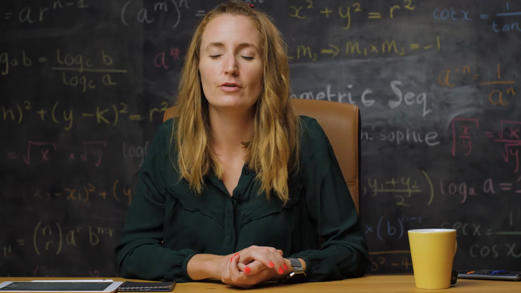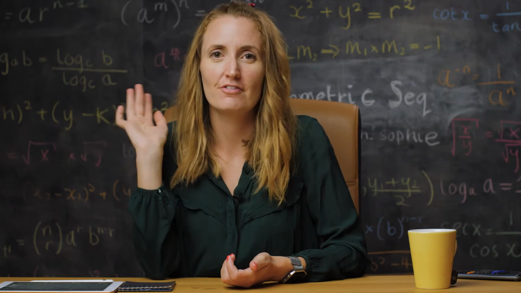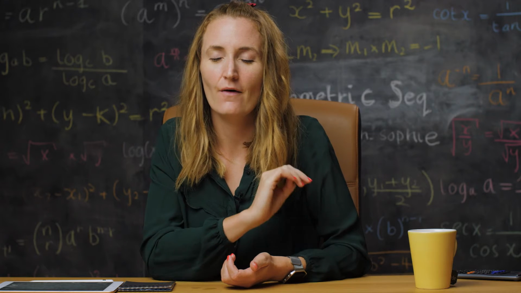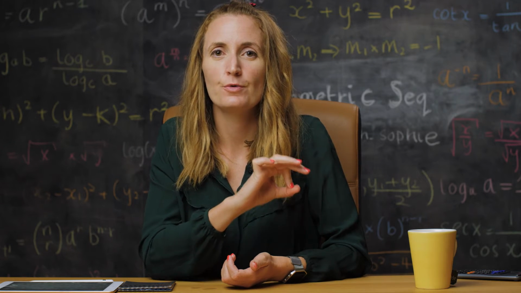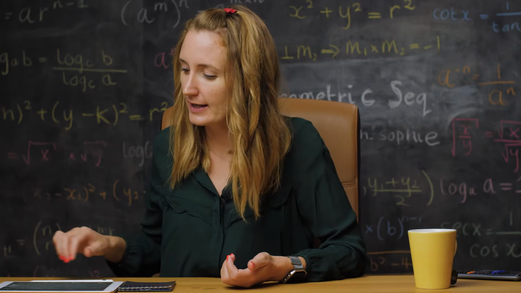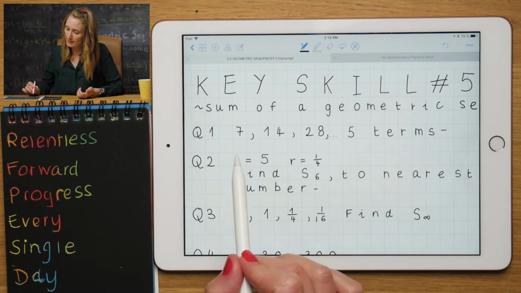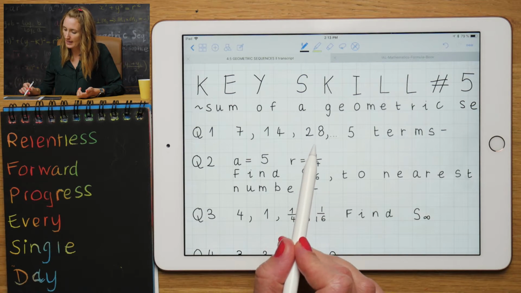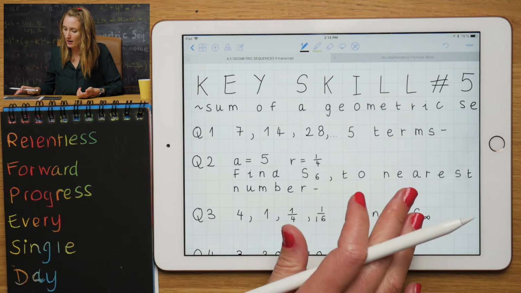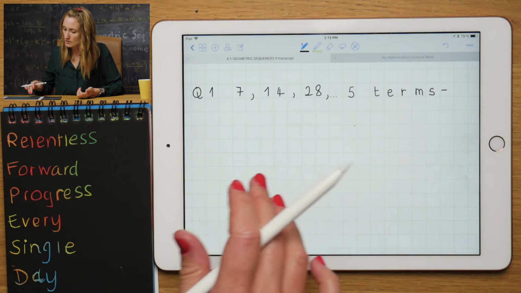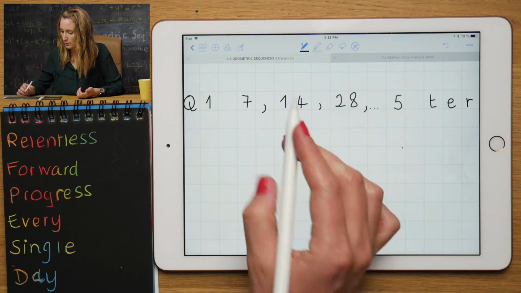We're going to be looking at a new formula. I think everyone is sick of the nth term formula by now. And we're going to be looking at how to add up sequences really quickly. So for example, here we've been given 7, 14, 28, and we've been asked to add it up for 5 terms. So what would that actually look like if we were going to do it manually?